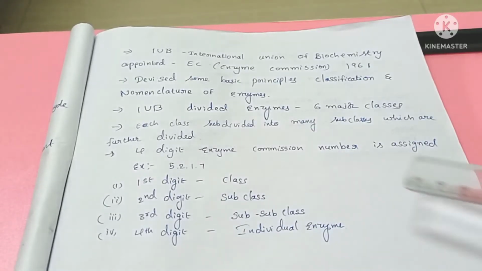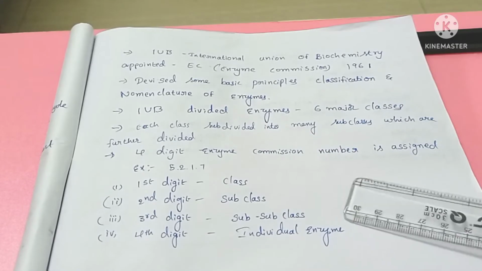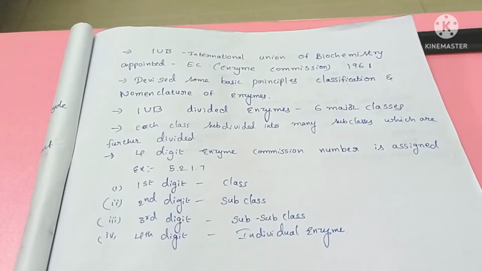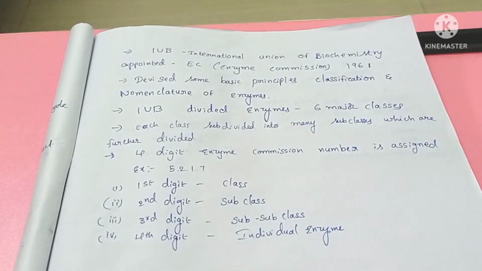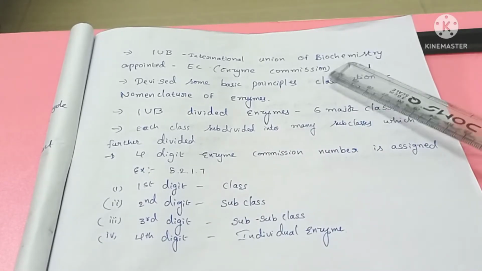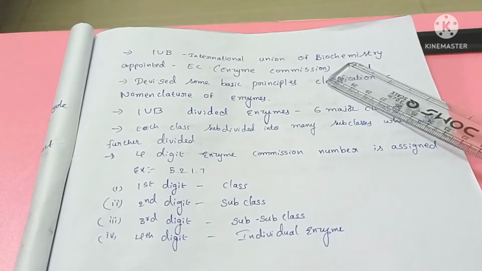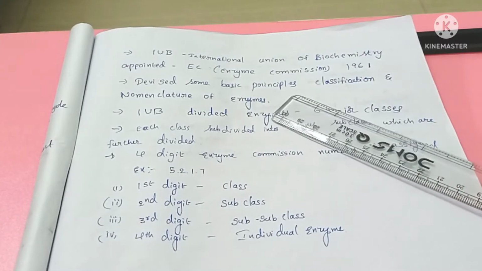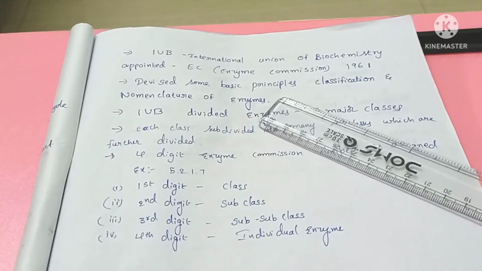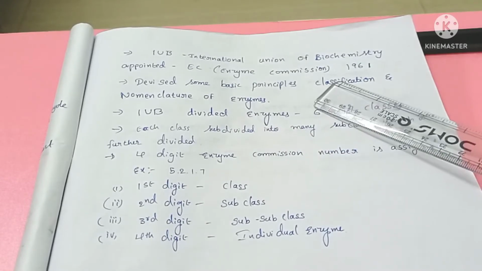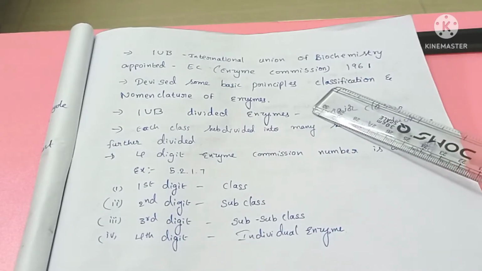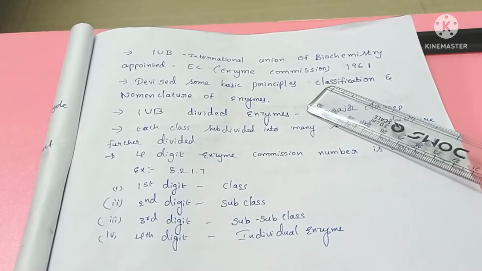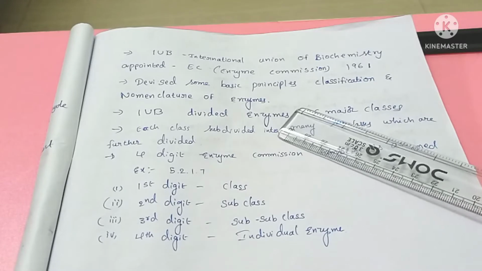In this video, we are going to study the last concept in enzymes, that is nomenclature, classification and chemical nature of the enzymes. First is the nomenclature. This nomenclature was proposed by the International Union of Biochemistry, IUB. They appointed an Enzyme Commission in the year 1961. That Enzyme Commission devised some basic principles for the classification and nomenclature of enzymes.